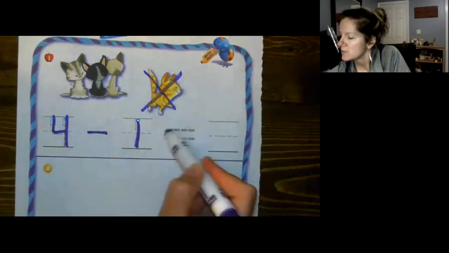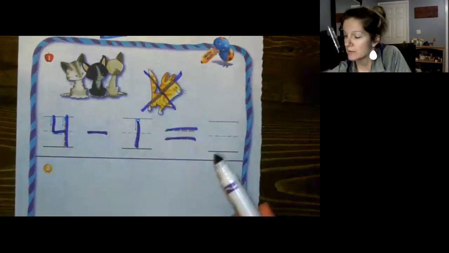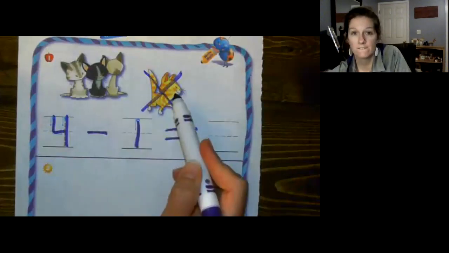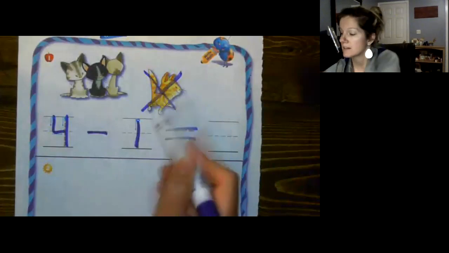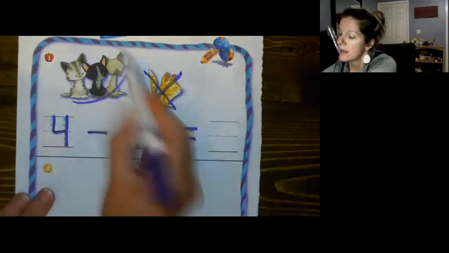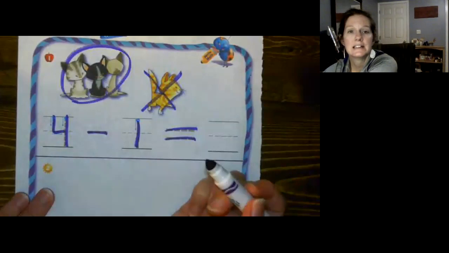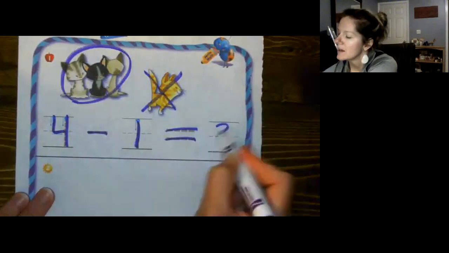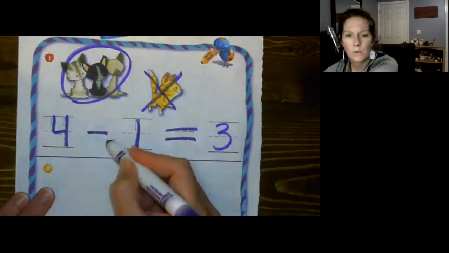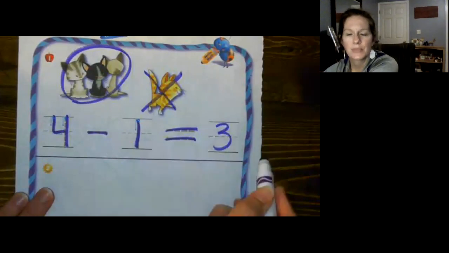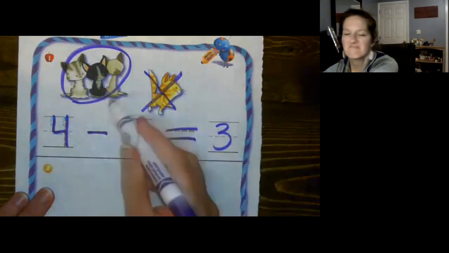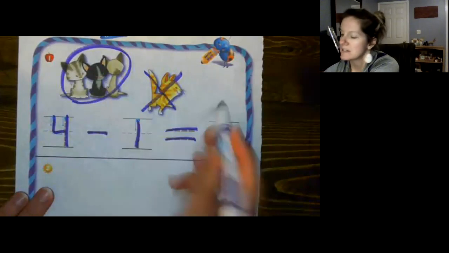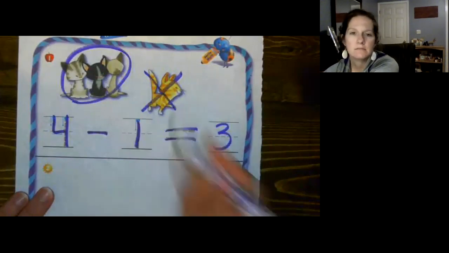All right, what does the symbol here mean? Equals. So we've got how many cats altogether? 4. How many's leaving? Just 1. How many cats stayed? 3. 4 minus 1 equals 3. Those cats, they're hanging out with the yarn. He's going to go lay in the sunshine. Silly cat.